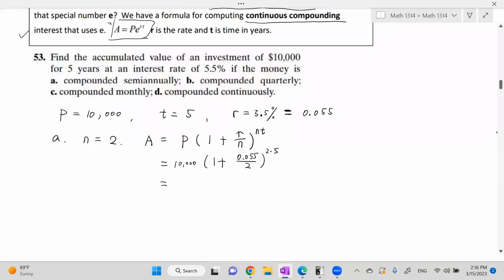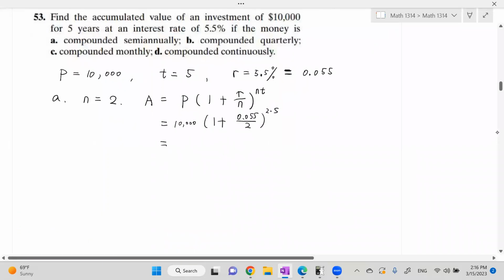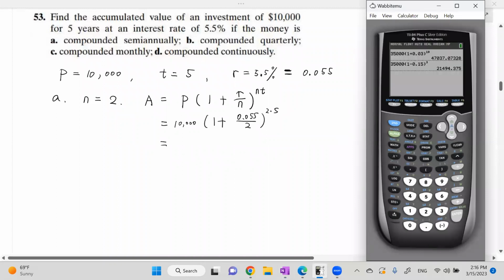So we are using the calculator. Run the calculator and put 10,000. Yes, 10,000. And then put all the information in the parentheses: 1 plus 0.055 divided by N, N is 2. Raise it to the 10th power. So we click caret, 2 times 5 is 10. You can also put 2 times 5 there. It doesn't matter. And then move the cursor to the regular position, hit enter.